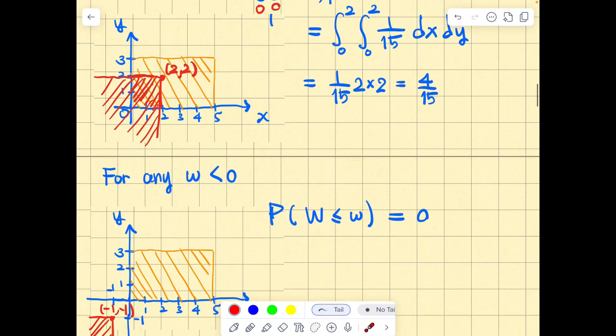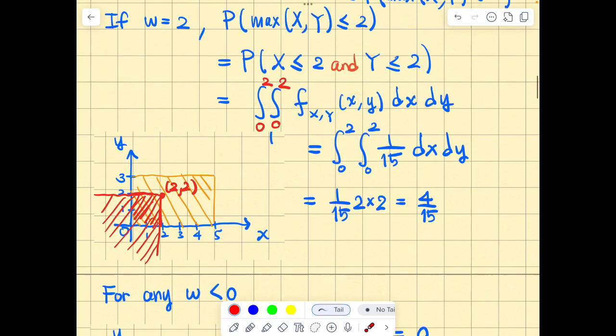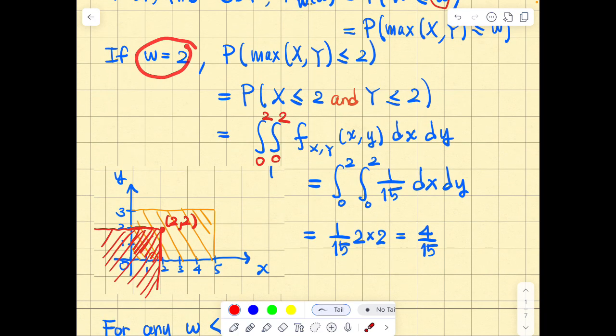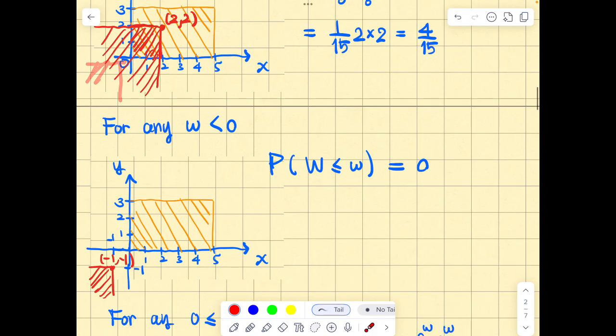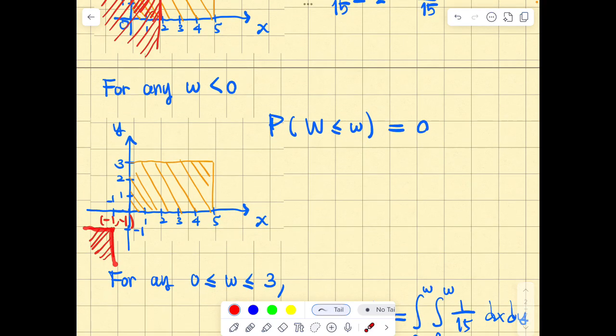Okay. Now, if you think about this, here is w equal to 2. If w is less than 0, then we are talking about the red region that is below here. For example, if w is equal to -1, we're looking at this red area. And you see that this red area is not overlapping with this orange area.